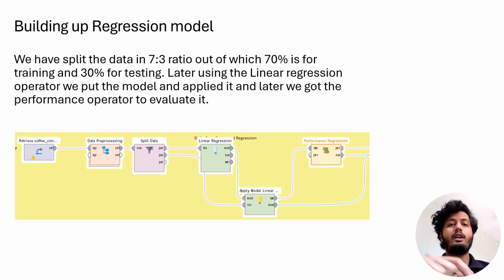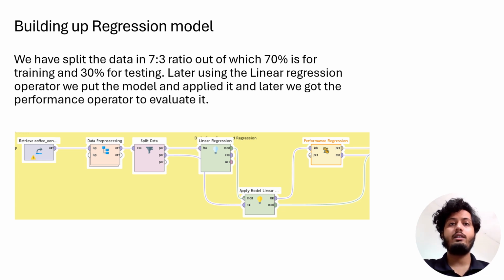Next, moving directly to building a model. Firstly, I gave a try to a regression model, for which I split the data 70-30 and used 70% of it for training and 30% for testing. As you can see on my screen, I split the data, used the linear regression operator, connected the model port to apply model, and also took the 30% testing data from split data directly into the apply model part.